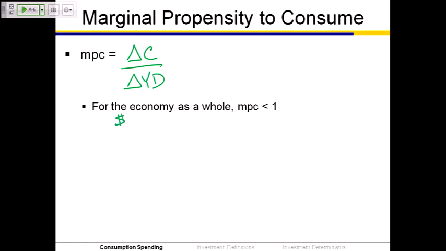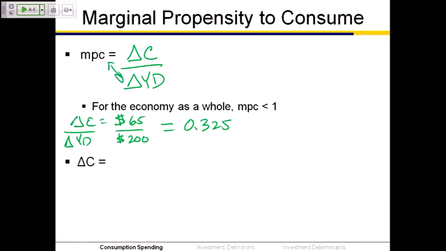For you guys, you had a change in consumption of about $65 for a change in disposable income of $200. 65 divided by 200 is 0.325. So for Econ 1 students, the MPC is about 0.325, again a number less than 1. It tells us how much of each additional dollar of disposable income goes to buying final goods and services. Now, given that the MPC is the change in consumption over the change in disposable income, we can do a little cross-multiplying and get that the change in consumption is equal to the MPC times the change in disposable income.